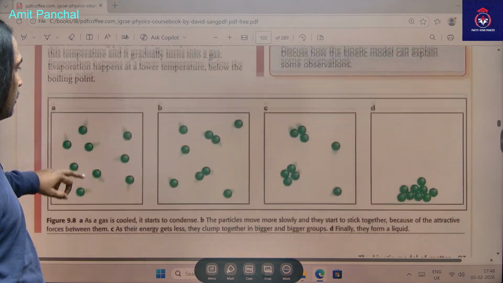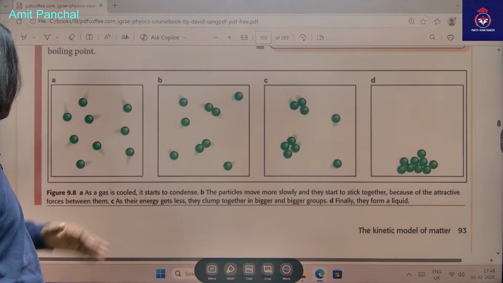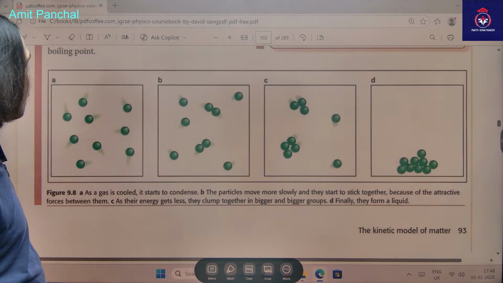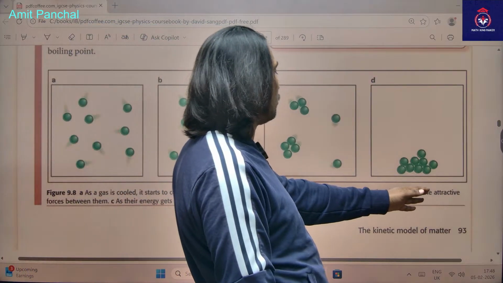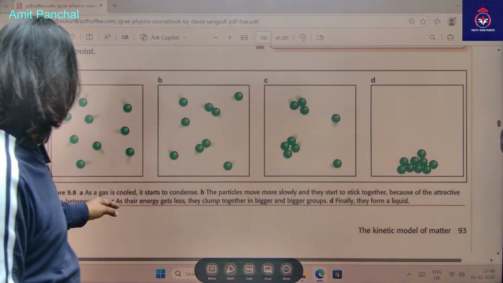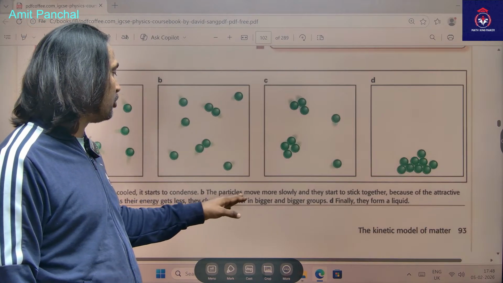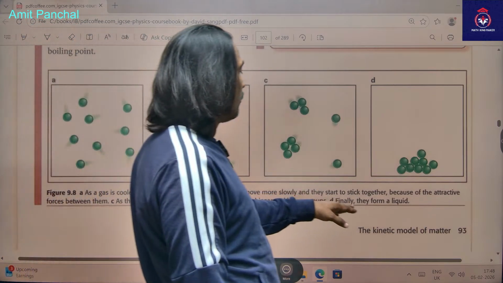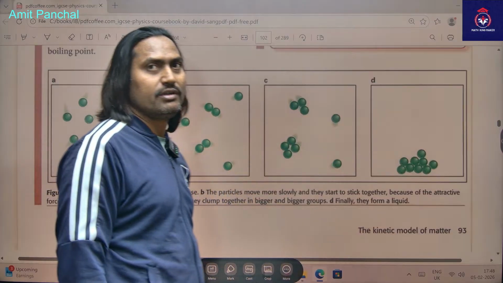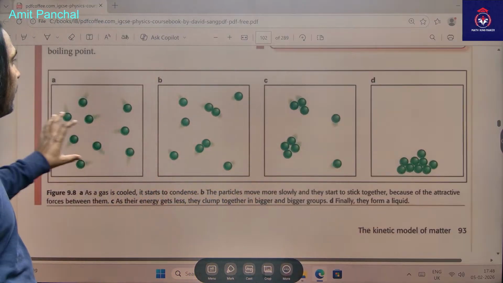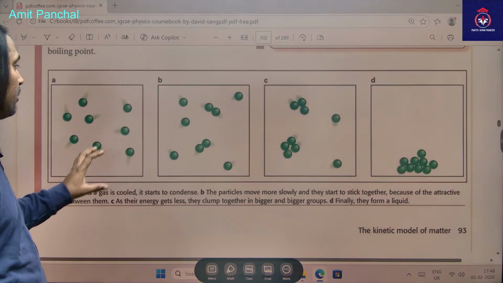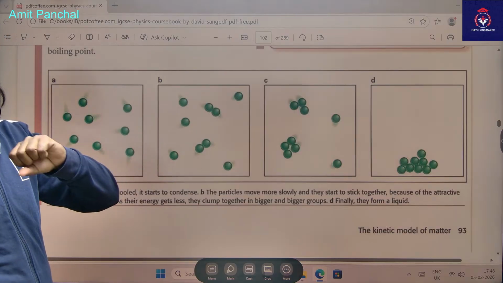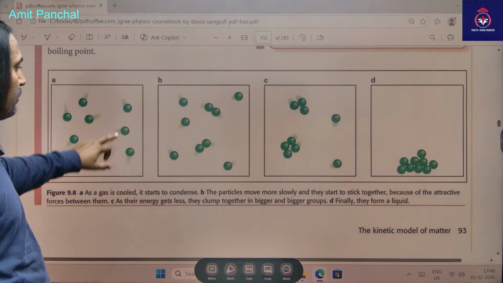Okay, now it is just about evaporation. As a gas is cooled, it starts to condense. The particles move slowly and they start to stick together because of the attractive forces between them. As their energy gets less, they clump together in bigger and bigger groups. Finally, they form a liquid. Okay. So it is condensation of gas. It becomes liquid if you cool it down.